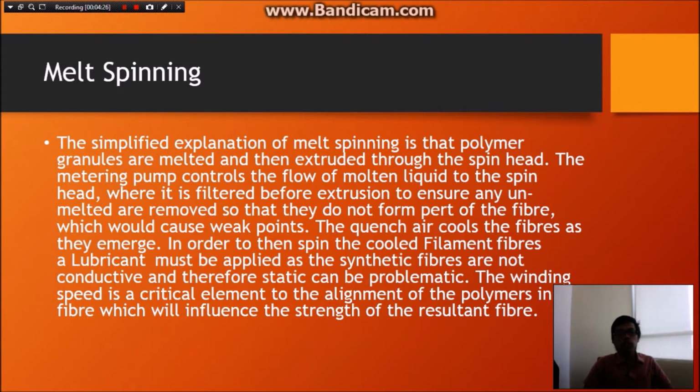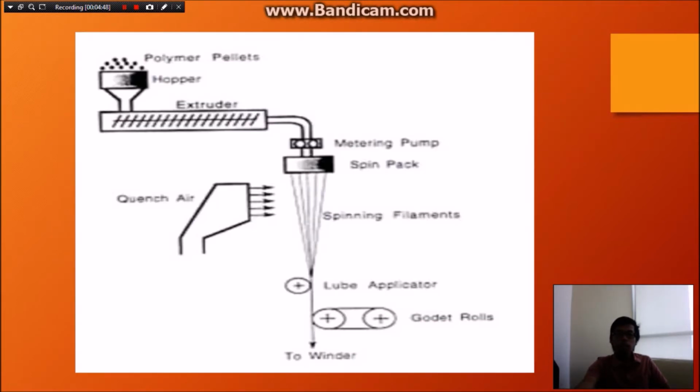The quench air cools the fiber as they emerge. In order to spin cool filament fiber, a lubricant must be applied, as the synthetic fibers are not conductive and therefore static can be problematic. The winding speed is a critical element to the alignment of the polymer in the fiber, which influences the strength of the resultant fiber. Okay, this is the figure about melt spinning.